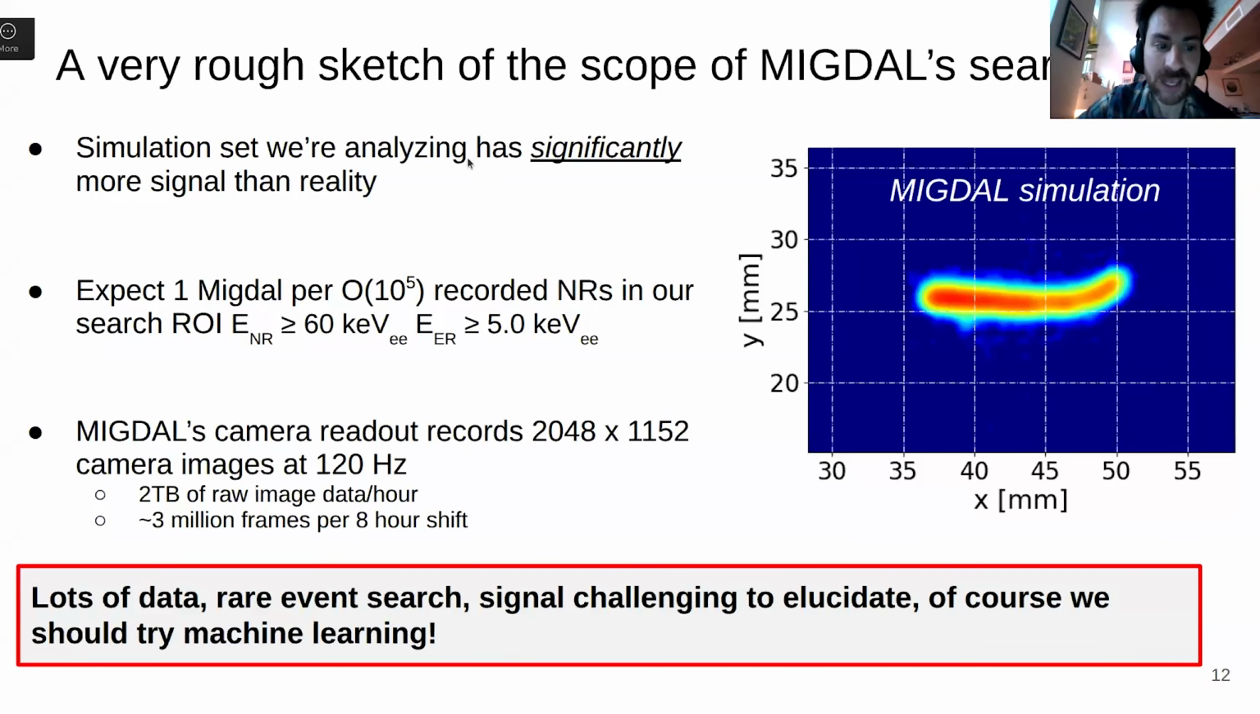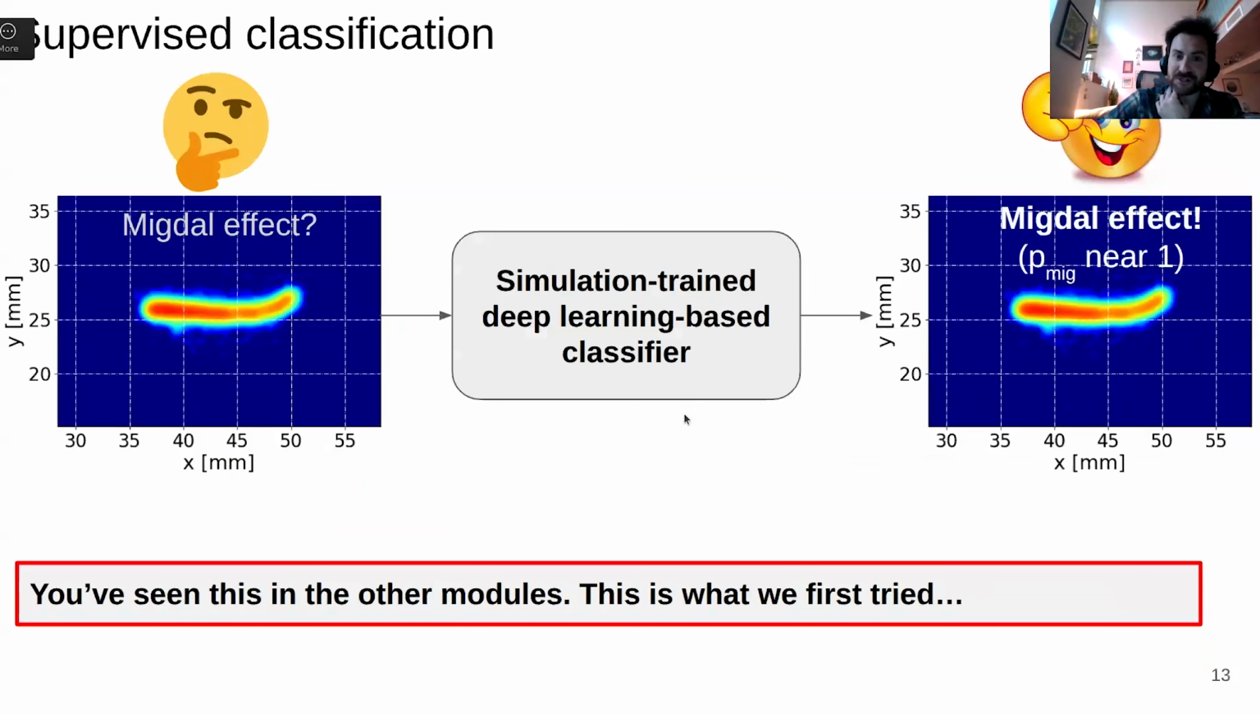I think I already gave you a pretty good overview of this earlier, but just to really hammer this in, we're expecting 1 Migdal per 100,000 events. We're recording about 2 TB of raw image data per hour, or 3 million frames that we have to analyze per 8-hour shift. So we have a ton of data, an extremely rare event search, and the signal can often be difficult to elucidate. So it makes sense that we want to use machine learning for our search.